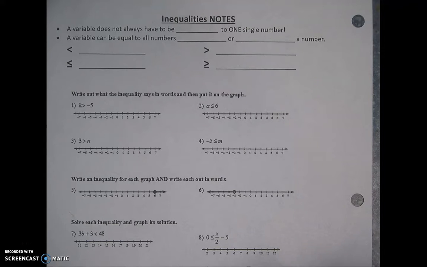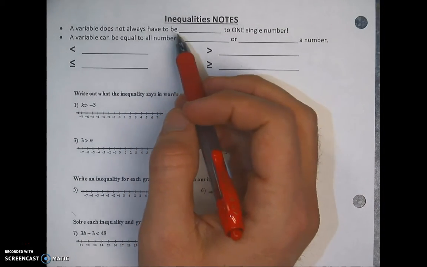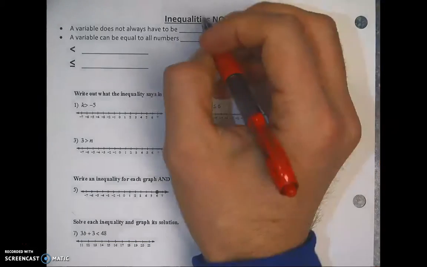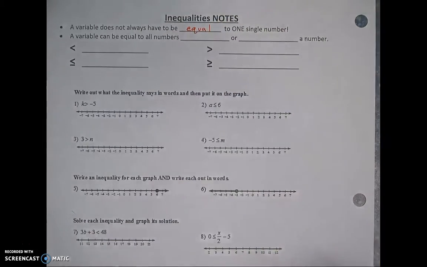Alright, today we are going to be looking at inequalities, like less than or greater than, and how a variable can represent things other than just one single number. So if you look at the first line, it says a variable does not always have to be equal to one single number. It can be equal to more than one: 2 numbers, 3 numbers, 4 numbers, or an infinite amount of numbers.